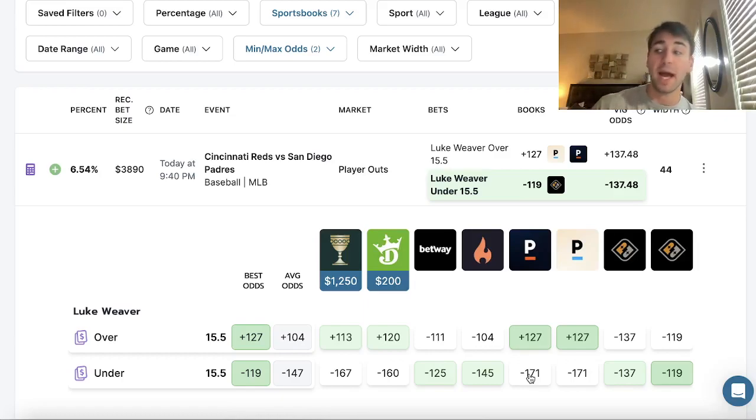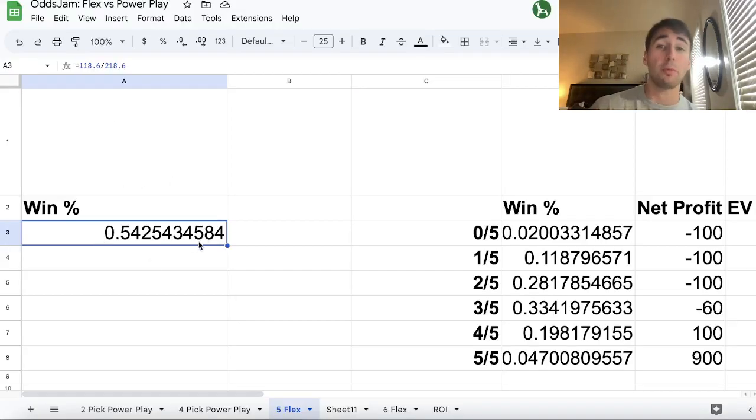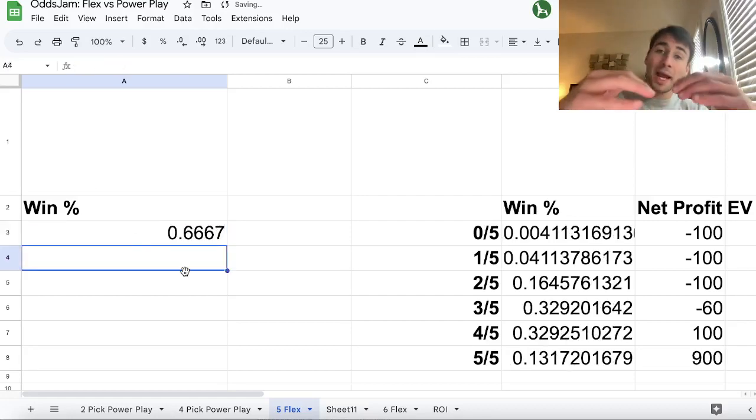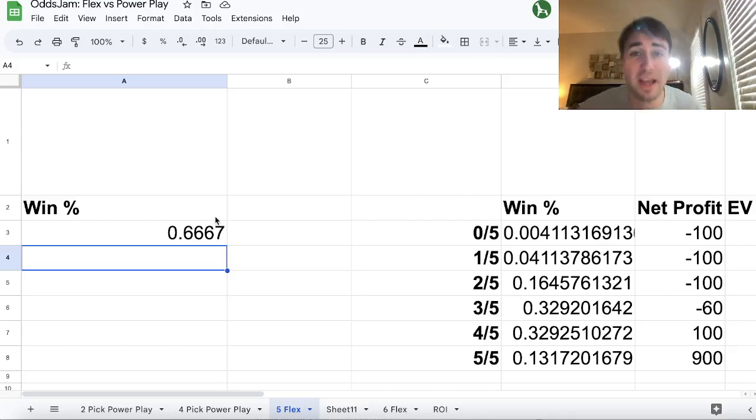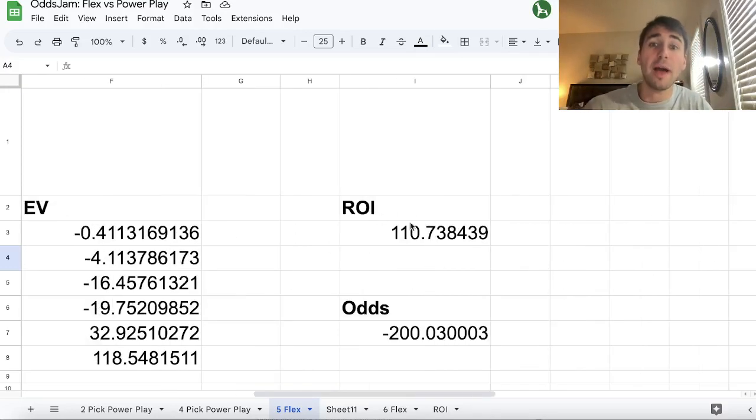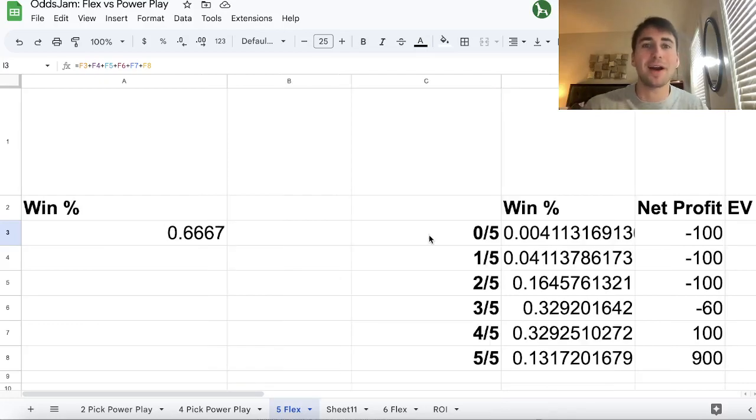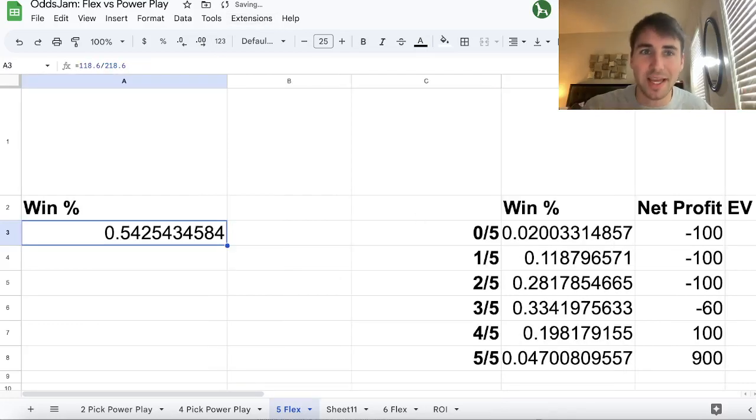If you think about it, minus 200 means 2-1 favorite, 66.67% to win. So if you could get plays that were minus 200 on the sports books and you were hitting 66.67, minus 200 means 2-1 favorite, 2/3 to win. So if you could find player props on PrizePicks that the sports books have an over or an under one side at minus 200, your ROI would be 111%. Roughly 110.7% on PrizePicks.